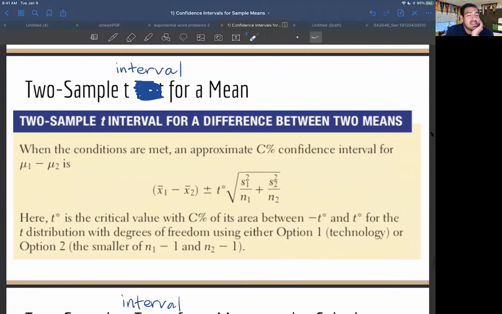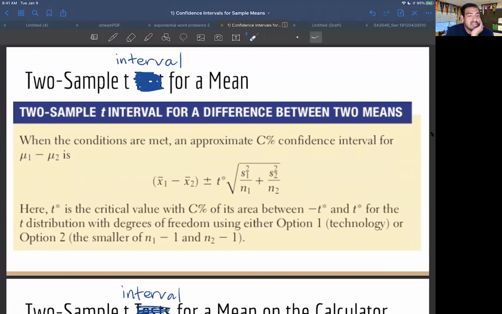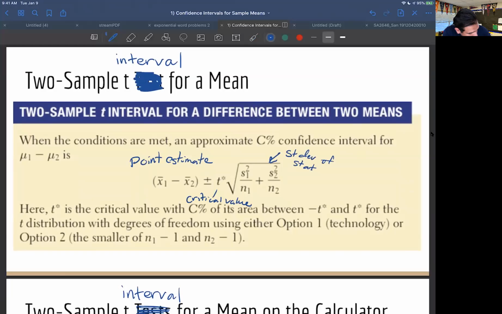So the formula for a two sample t interval for a mean is as follows. This is very similar to what we've been doing before. We have our point estimate. We have our critical value. And we have our standard deviation of the statistic, also known as the standard error. Same formula, same construct, what we've been doing before.